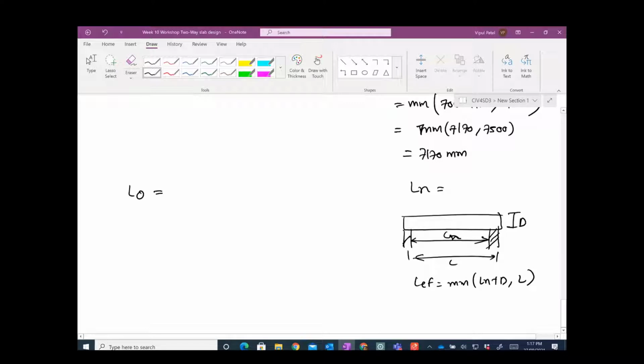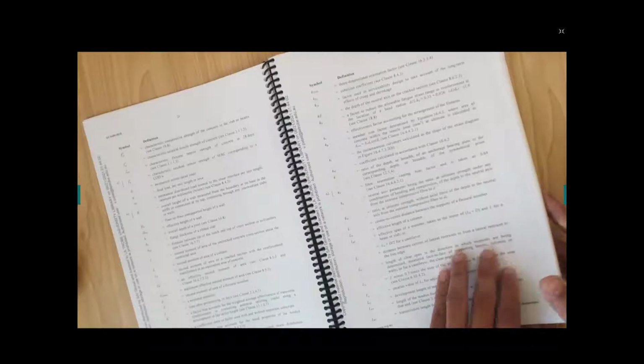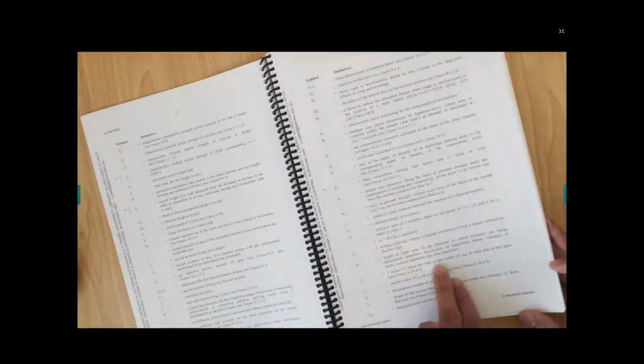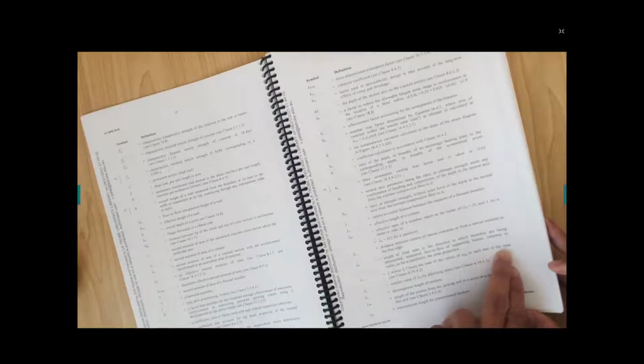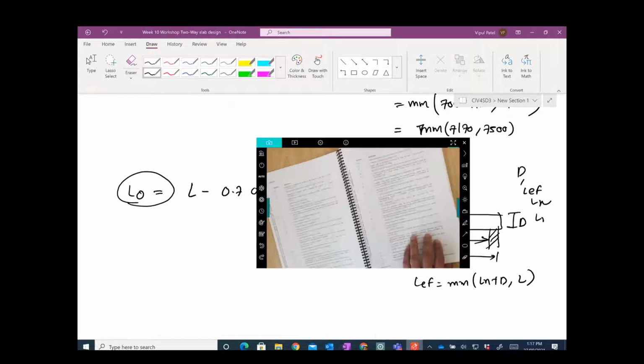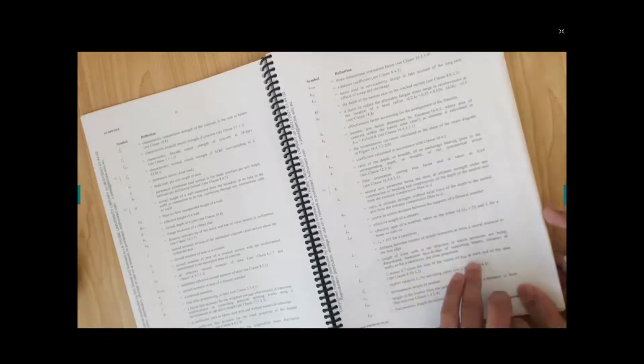Okay, so I hope you understand D, L effective, Ln, and L. Now one new terminology comes, L0. If you want to come across L0, it is probably written here: L0 is L minus 0.7 times the sum of the values of A support and span. So that's easy here. L0 equals L minus 0.7 A support minus 0.7 A support. Where is it coming from? I think that is coming from this clause. And what is A support?